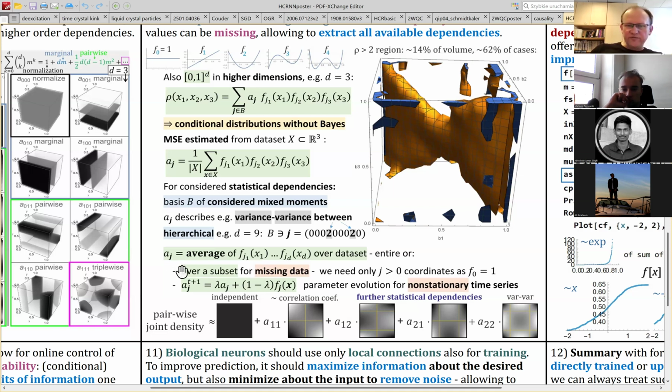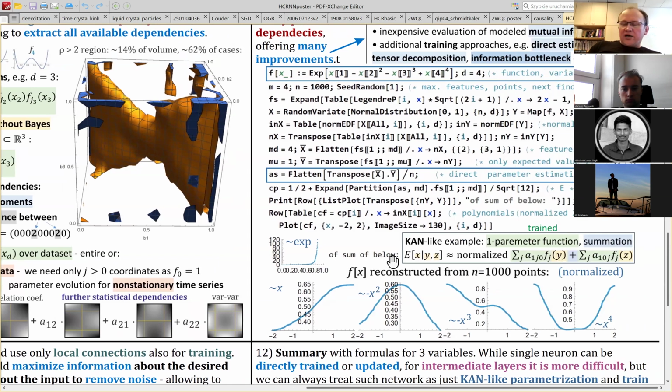And you can also work with missing data. So for example, if there are missing values in the zero coefficients, then it's not a problem because this coefficient does not depend on them. So we can still estimate this coefficient, even if the zero coefficients are missing. So we can effectively use all the data available, even if some coordinates are missing. Okay, so here is some simple example of single neuron.